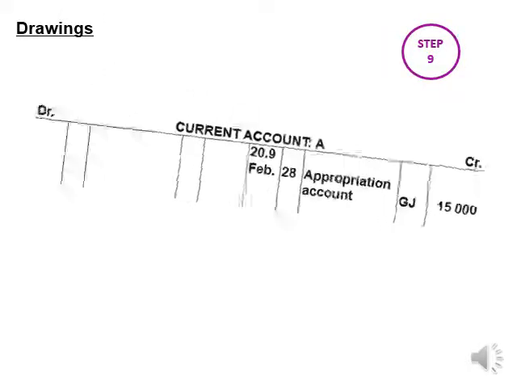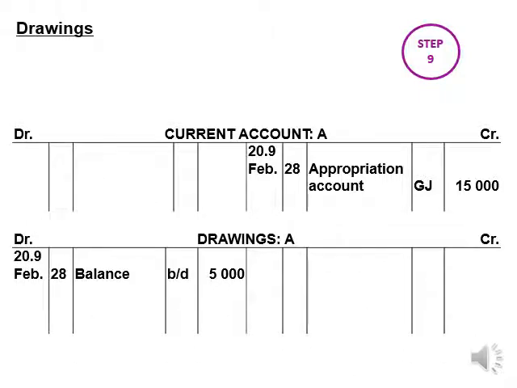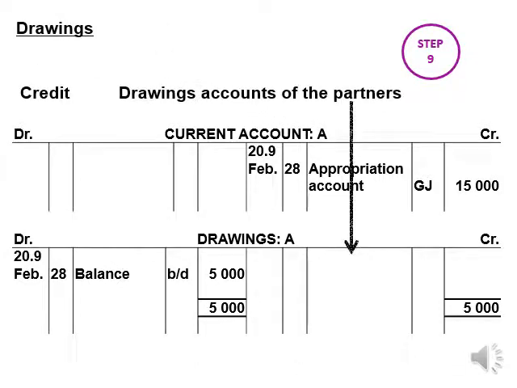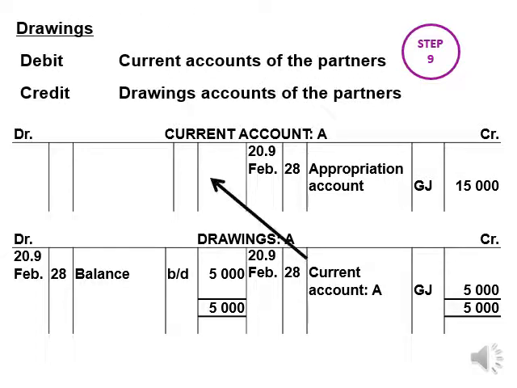The last step is now to close and transfer the drawings of each partner to that partner's current account. So the drawings account of partner A will be closed by being credited, and the current account of partner A will be debited. And the same will apply to the drawings account for partner B.